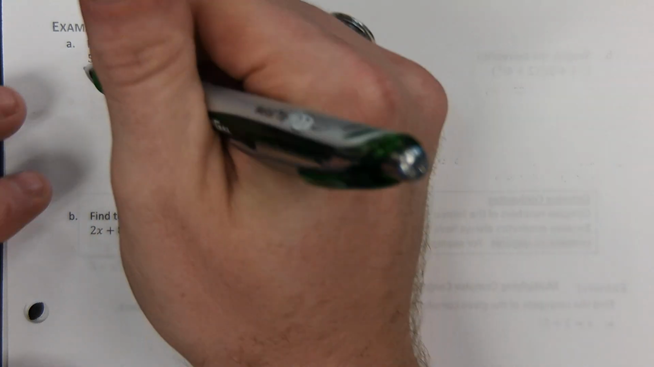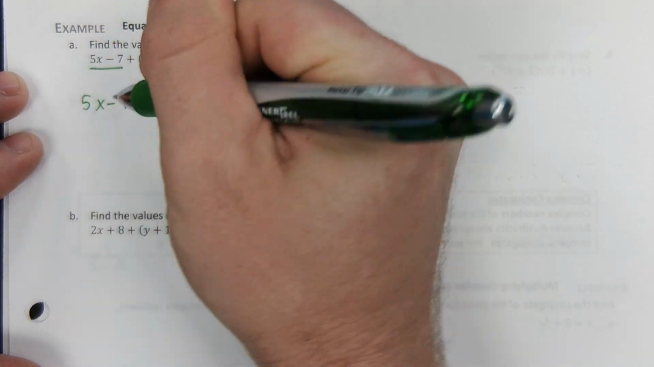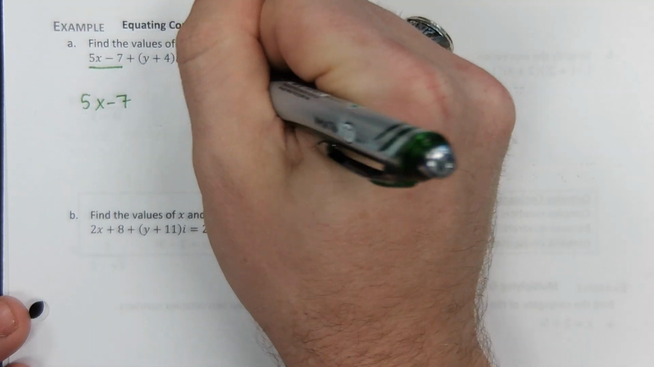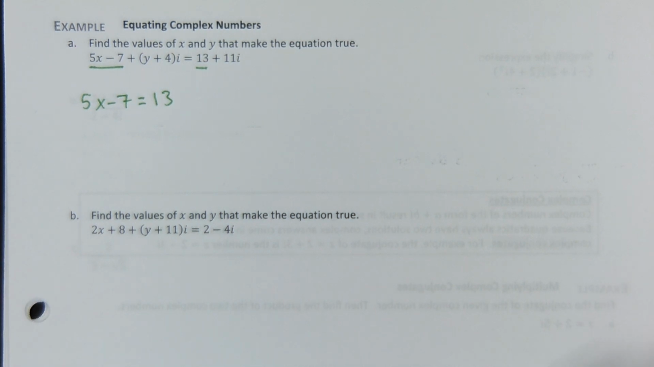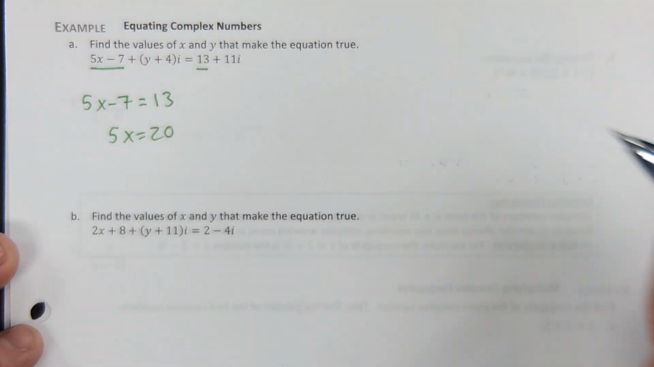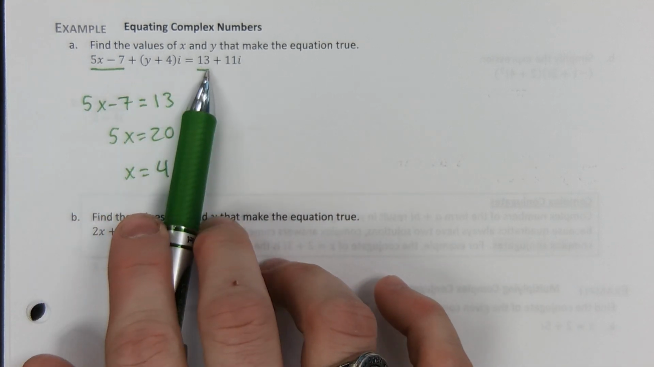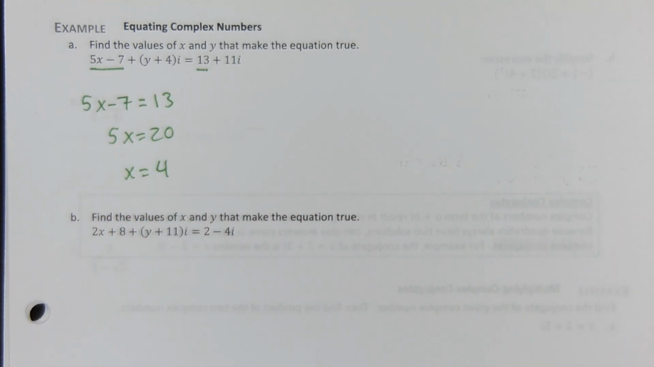Here's what I see. The real part of the number on the left is 5x minus 7. The real part of the number on the right is 13. So in order for these two complex numbers to be equal, their real components must be equal. That's all I'm doing. Add 7 to both sides, and then divide by 5. So in order for these two complex numbers to have the same real component, x has to be 4. 20 minus 7 is 13. Perfect. Their real components match.